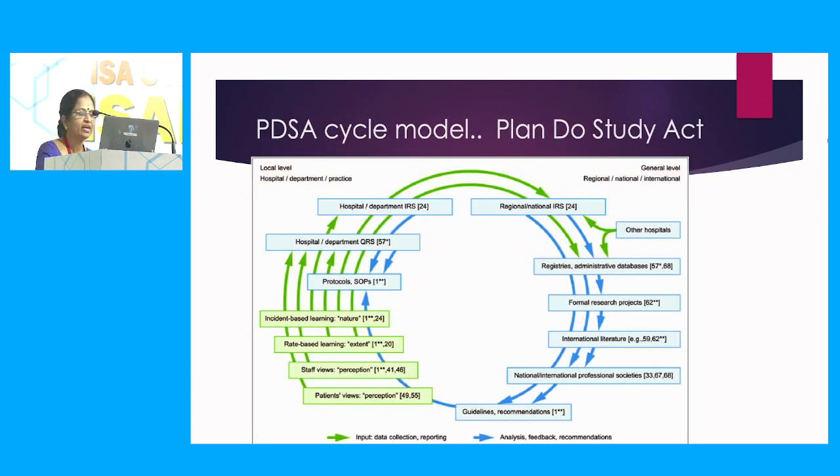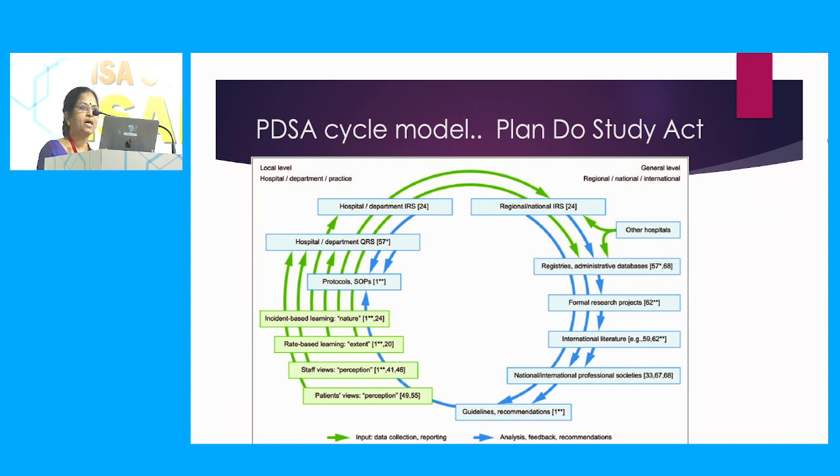Now, you can apply the PDSA cycle model after getting this rate-based learning, incident-based learning, staff views and patient views at the local level as well as on the general level. Plan, do, study, act. It is mentioned in Miller also. After getting patient's views, staff views, rate-based learning, and incident-based learning, you can develop protocols, standard operating procedures.